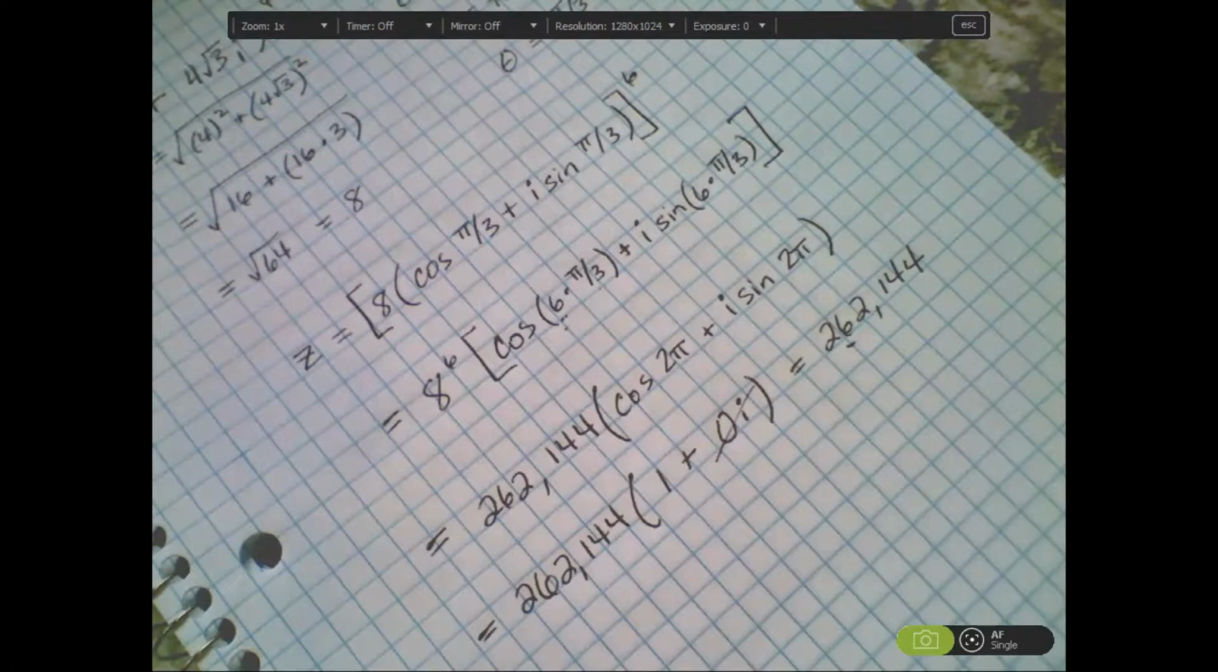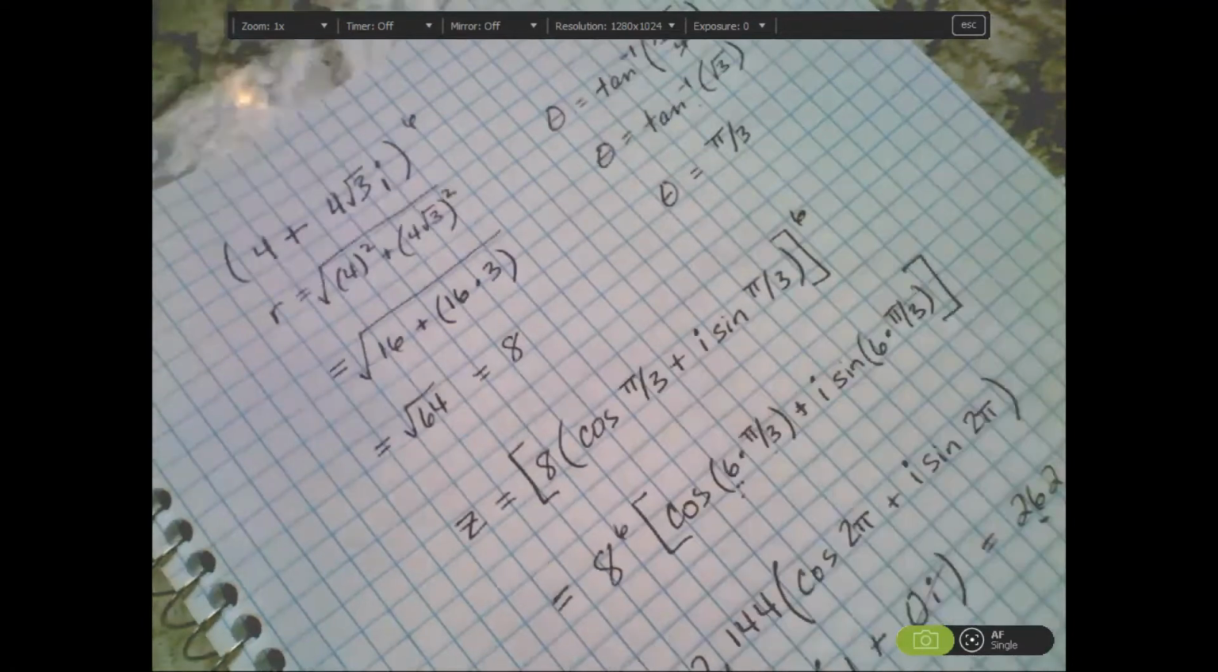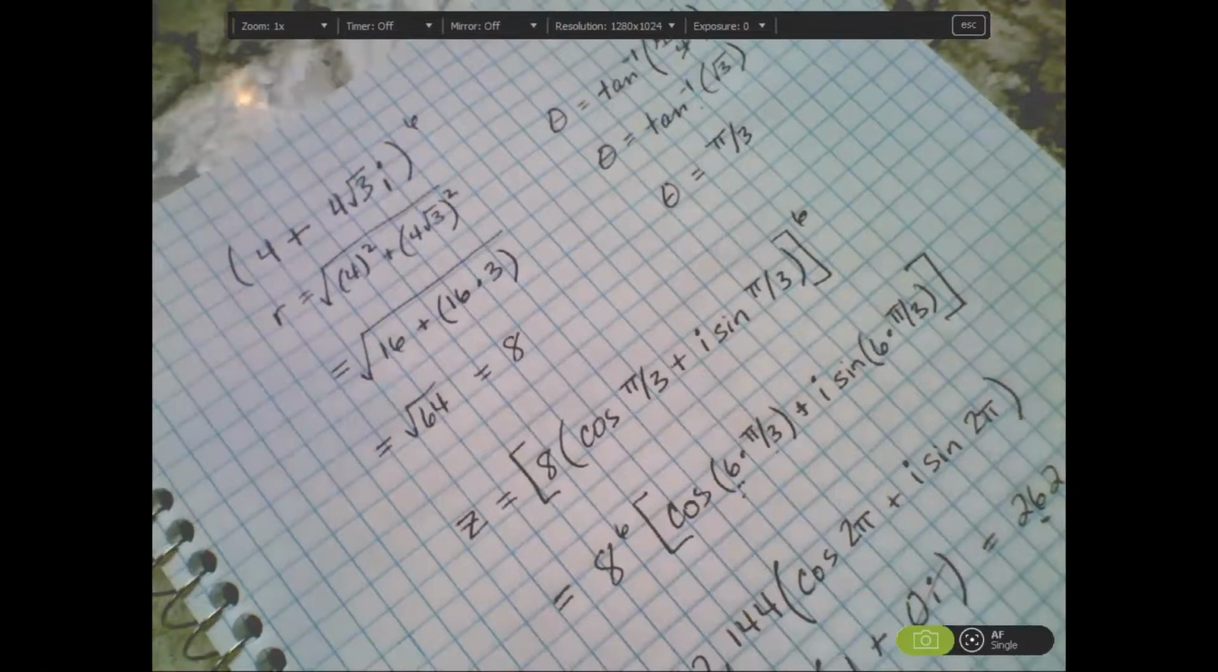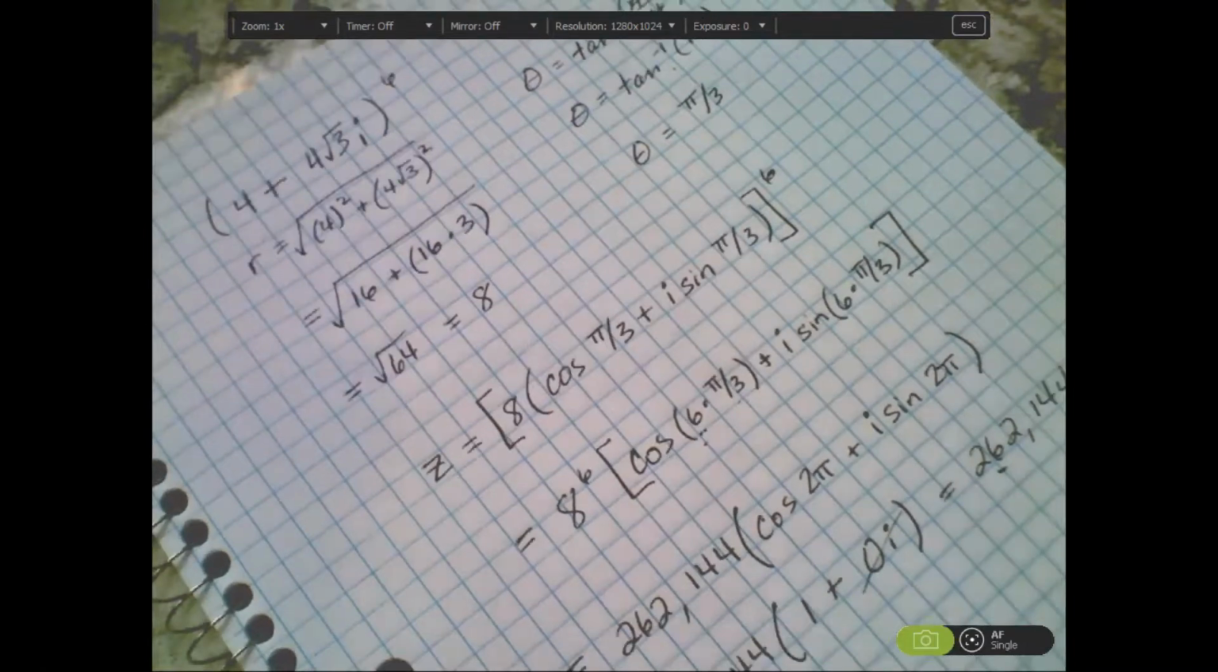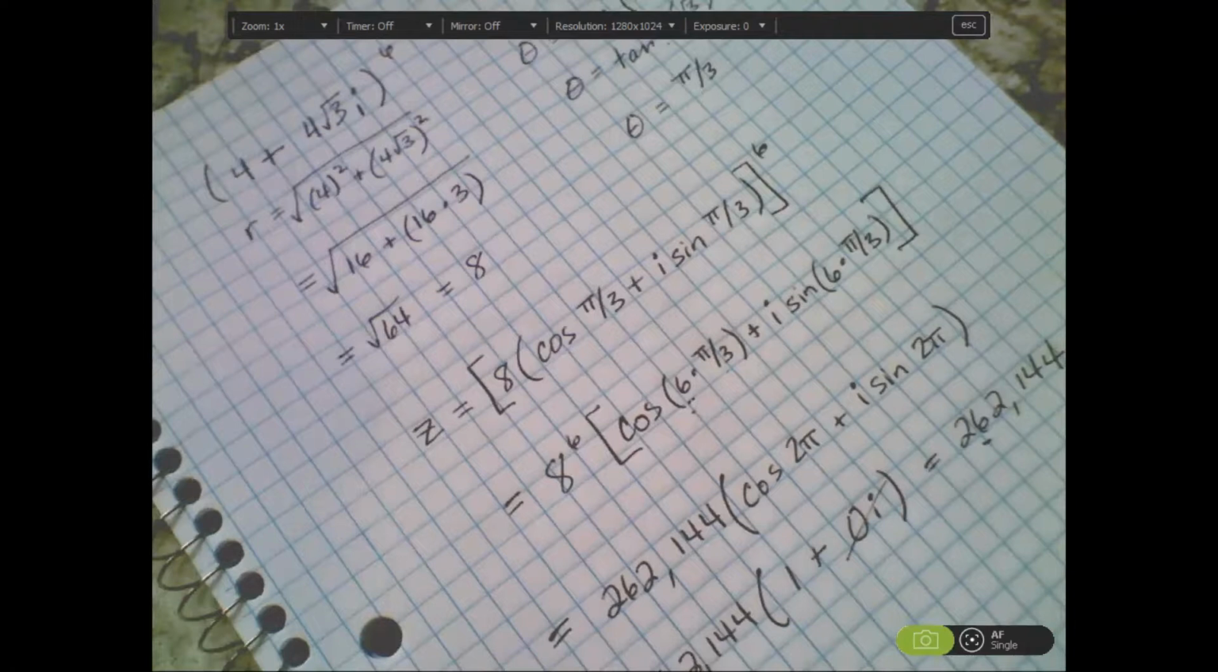All right, so now you know how to multiply two complex numbers that are in polar form. You know how to divide two complex numbers that are in polar form, and now you know how to do DeMoivre's theorem, which is to raise that same kind of number to a power.